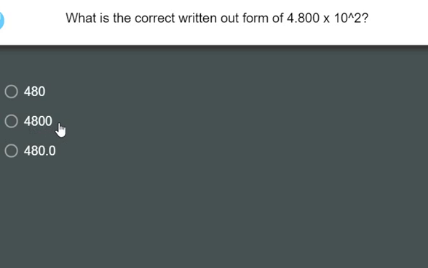Then the second answer would not be correct because you have no decimal here, which means the zeros right here are not significant. And then these zeros, also being at the end, would be significant because there is that decimal right here. So this would have 4 significant figures as well. So our correct answer here should be this one, the 480.0.